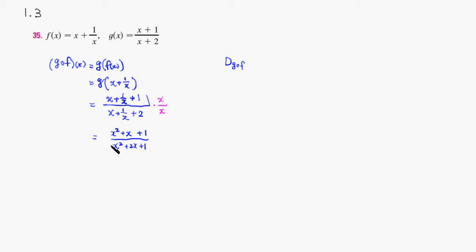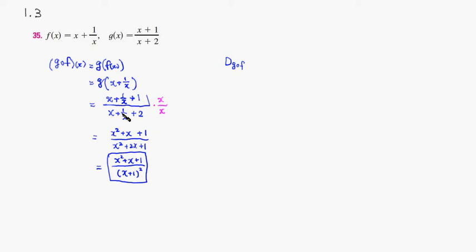It looks like the bottom we can factor, so I'm going to go ahead and factor it. You're going to have x plus 1 squared. On top I think we can't really do much, so just copy that down. So this is the g of f of x. Now let's find its domain.